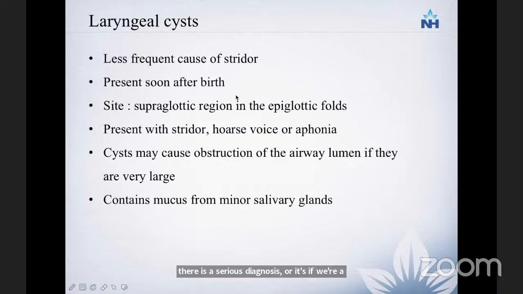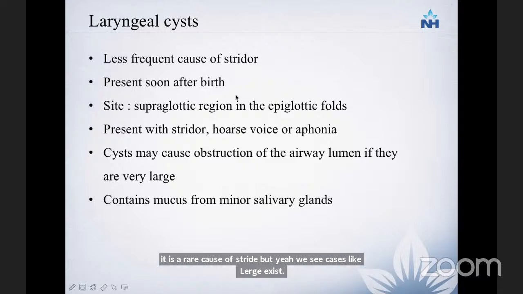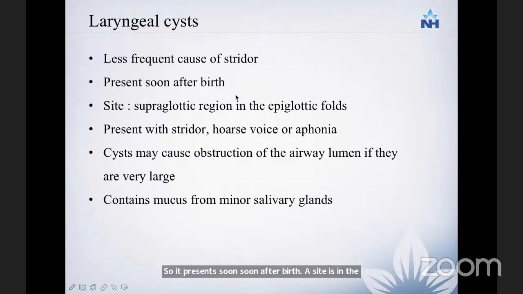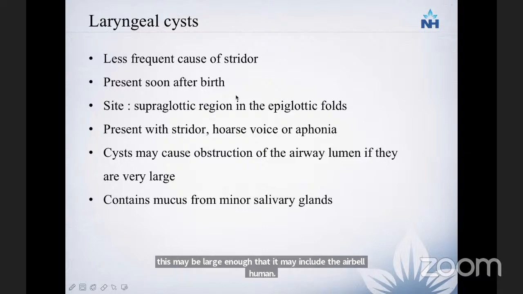So next, coming to laryngeal cyst, it is a rare cause of stridor, but we do see cases like laryngeal cyst. It presents soon after birth. The site is in the supraglottic region in the epiglottic fold, and the child presents with stridor, hoarse voice, or aphonia. Sometimes the cyst may be large enough that it may occlude the airway lumen. And these cysts usually contain mucus from the minor salivary gland.